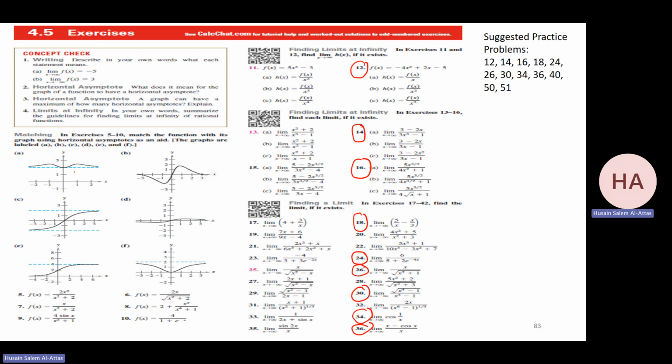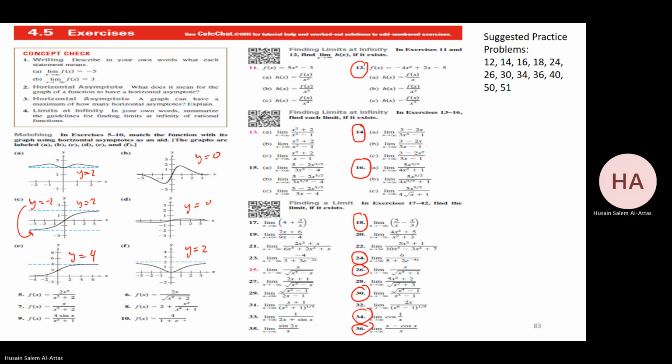Here I have horizontal asymptote y equals 2 from both sides. Here I have y equals 0 from both sides. Here I have y equals 2 and y equals minus 2. Correct? This is minus 2, this is 2. Here I have y equals 0, so the two are the same. Here I have y equals 2. Here I have y equals 4.